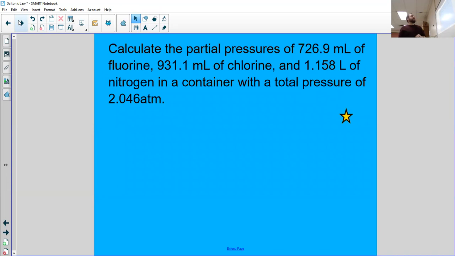Next problem we're going to do together in class. So calculate the partial pressures of 726.9 milliliters of fluorine, 931.1 milliliters of chlorine, and 1.158 liters of nitrogen in a container with a total pressure of 2.046 atmospheres. Write that down in your notes. We're going to do that together.